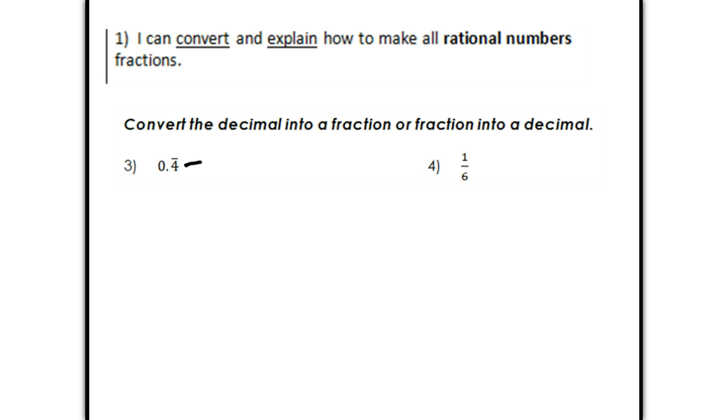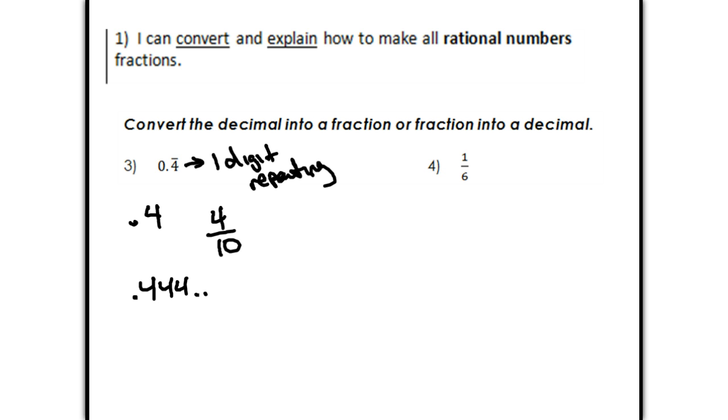So this one has one digit repeating. So if it was just 0.4 without the line over it, without the repeating, that'd be 4/10. But this is 0.4 repeating, so it's really 0.444, and that 4 keeps going on. And we talked about in class how if one digit repeats, it's just that number over 9. So 4 over 9 is 0.444, just like 3 over 9, or 1/3, is 0.33333.